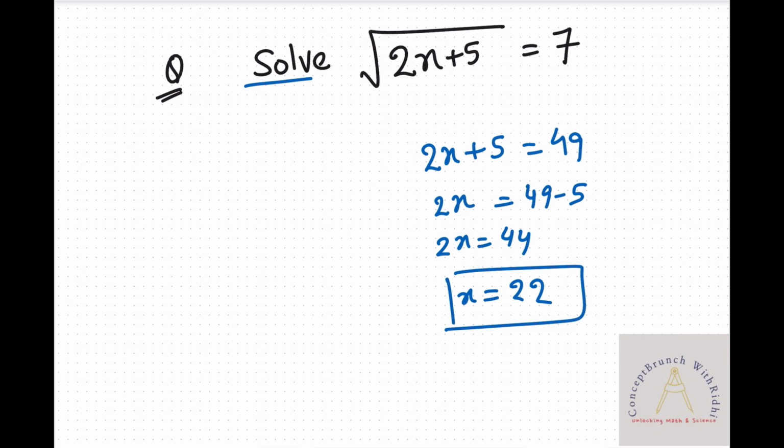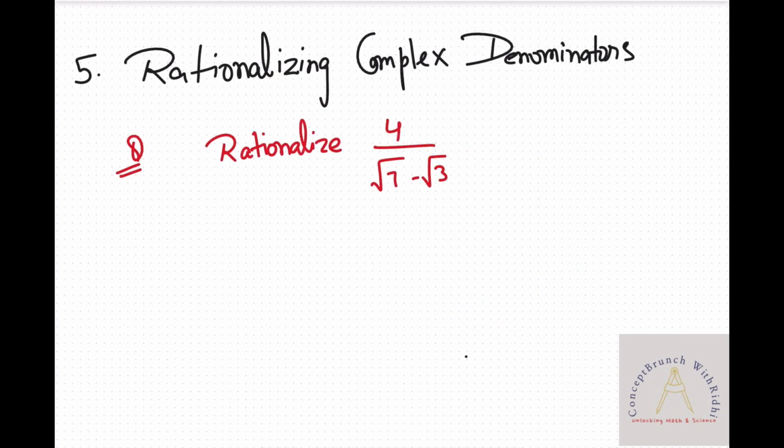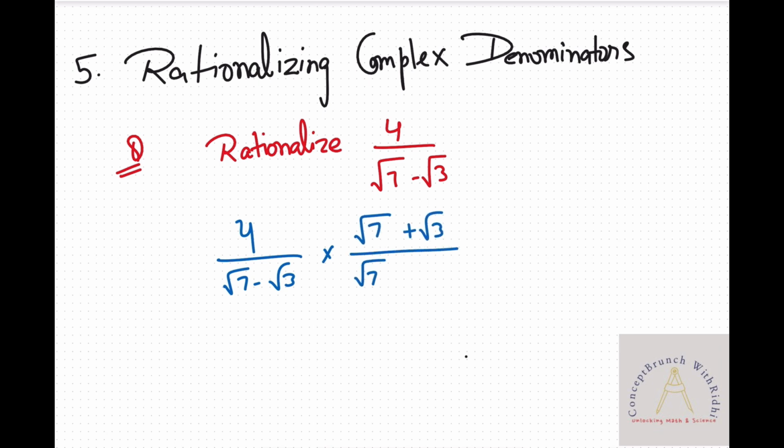We will start with rationalizing complex denominators. Here the denominator might involve more than one surd term. Let's try an example. The first question is rationalize 4 over root 7 minus root 3. What do we do as the first step? Our first step will be to multiply by the conjugate. So 4 over root 7 minus root 3, and the conjugate will be root 7 plus root 3 over root 7 plus root 3.